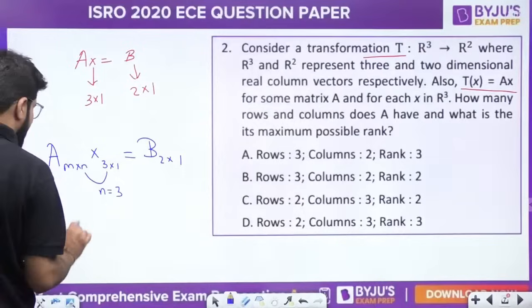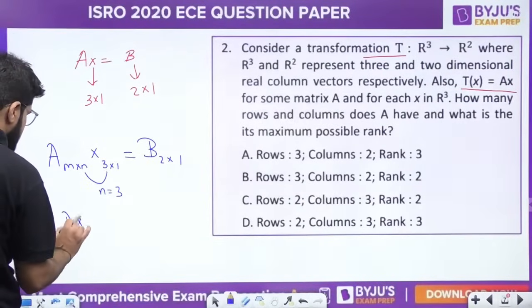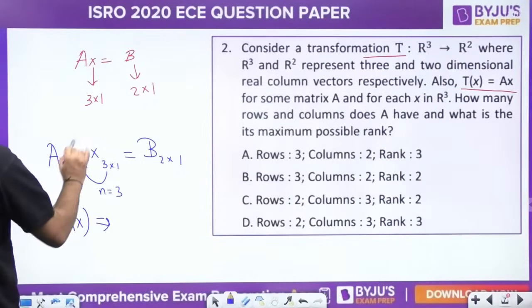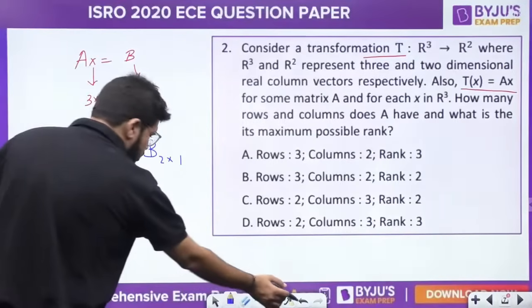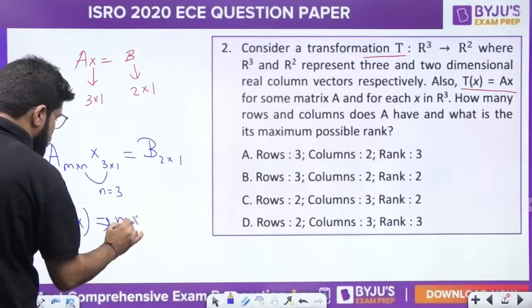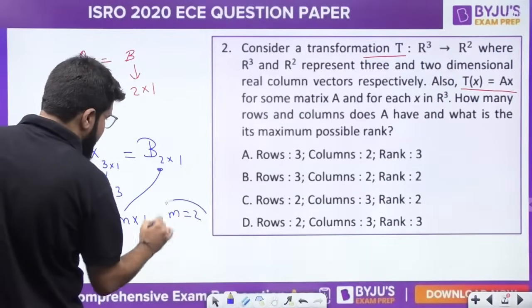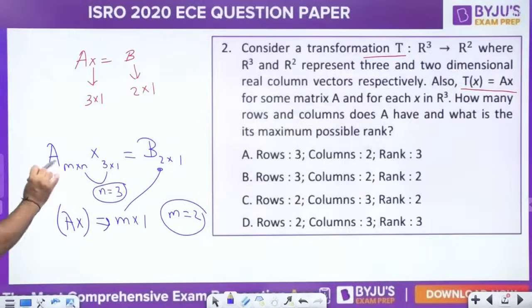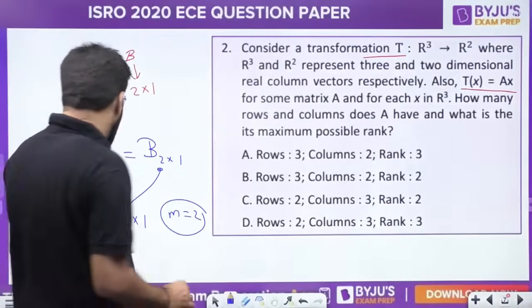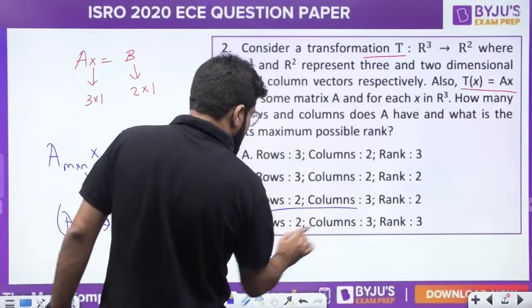And then the final result, AX, should be of the form number of rows of first into number of columns of second. That should be of the form m cross 1, right? So the value of m will come to 2, and the value of n will come to 3. So A is a matrix of 2 cross 3. 2 rows and 3 columns.